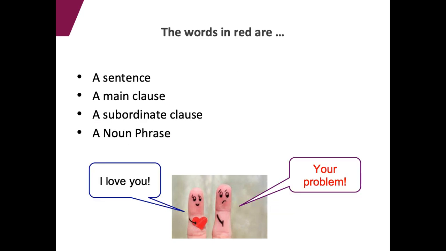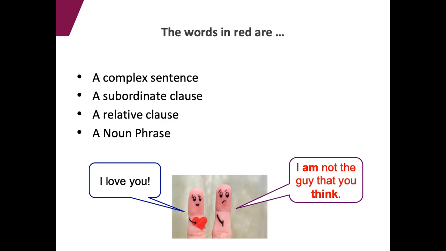Okay, one more time. The words in red are I love you, your problem. Okay, so here again, take a look at the words in red. There is no verb, so you can already eradicate main clause and subordinate clause. You're left with sentence and noun phrase. Well, it is a sentence as it starts with a capital letter, ends with an exclamation mark, and it's a semantic unit, but it's also clearly a noun phrase. Problem is the head determined by the possessive determiner your.